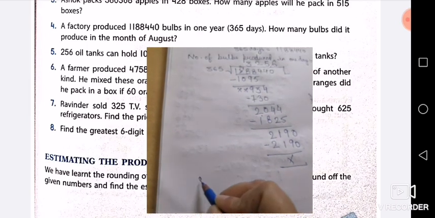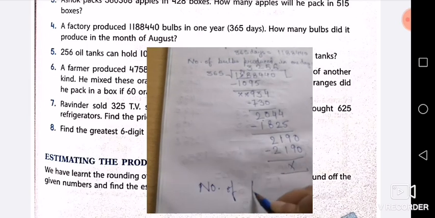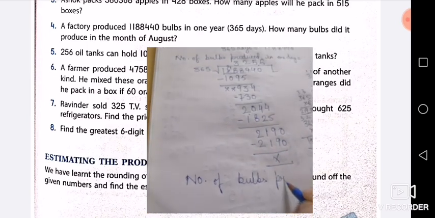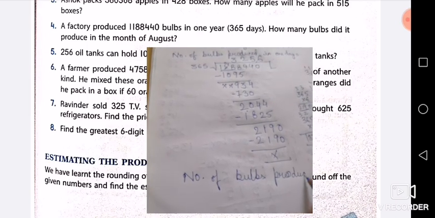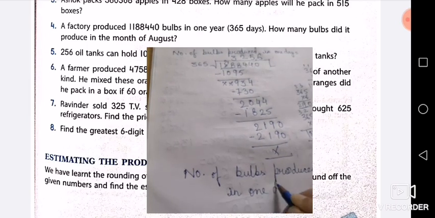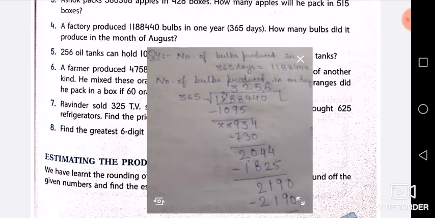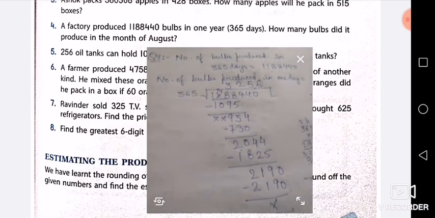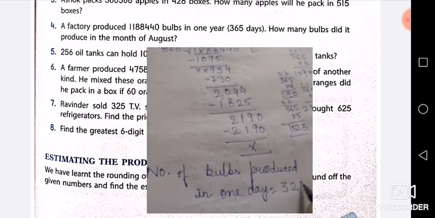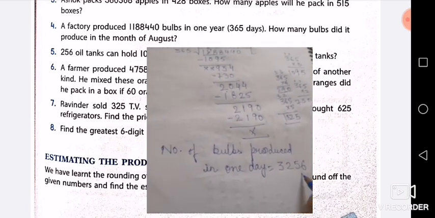Therefore, now we'll write here: number of bulbs produced in 1 day. How many? If you can see the question from here. Yes, that is 3256. So these many number of bulbs are produced in 1 day.